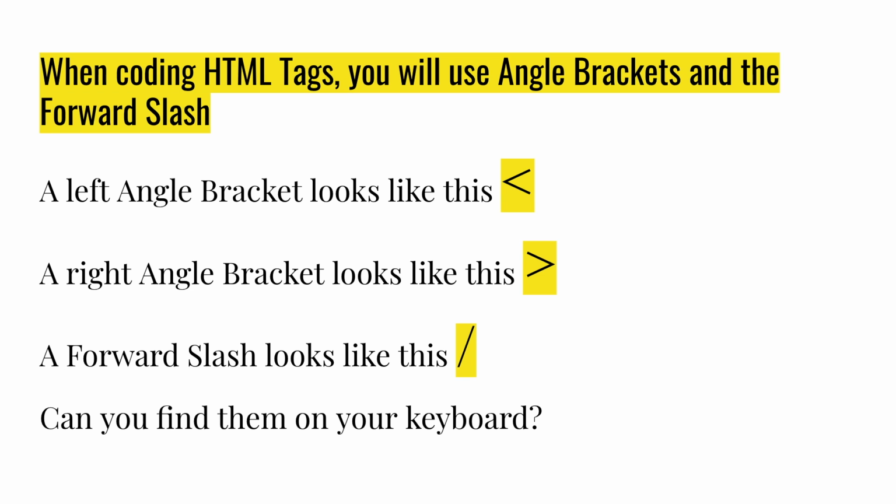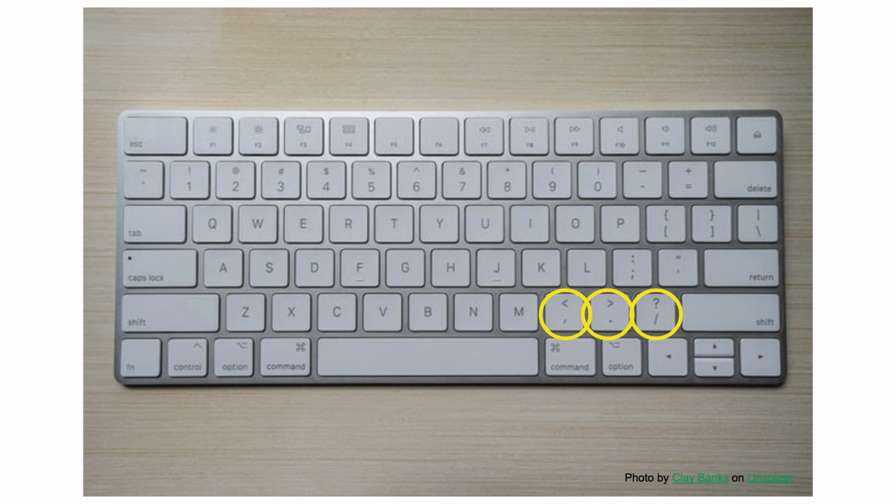When coding HTML tags, you will use angle brackets and a forward slash. A left angle bracket looks like this, a right angle bracket looks like this, and a forward slash looks like this. Can you find them on your keyboard? On this keyboard, the left angle bracket is right here. Here's your right angle bracket, and here's your forward slash. To display both of the angle brackets, you do need to use your shift key.